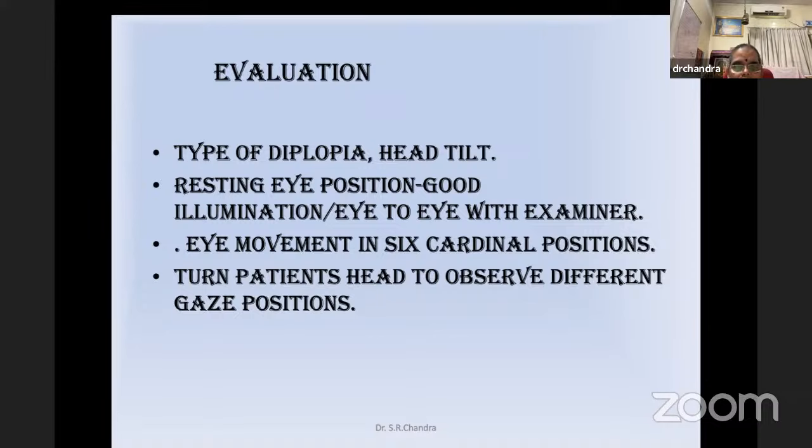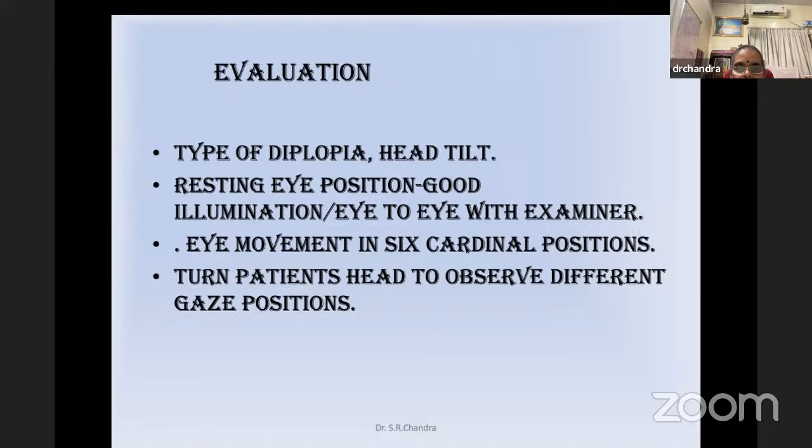Then see if there is a head tilt, and then look at the resting eye position. How are you going to look at the resting eye position? You need good light, and you examine straight forward. If there is a paralytic squint causing diplopia, there will be an abnormality in the resting eye position. Like what we see, if lateral rectus is paralyzed, then the eye will be more medial. If medial rectus is paralyzed, the eye will be more lateral.